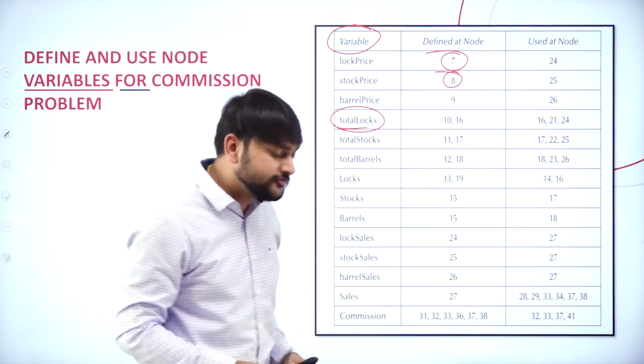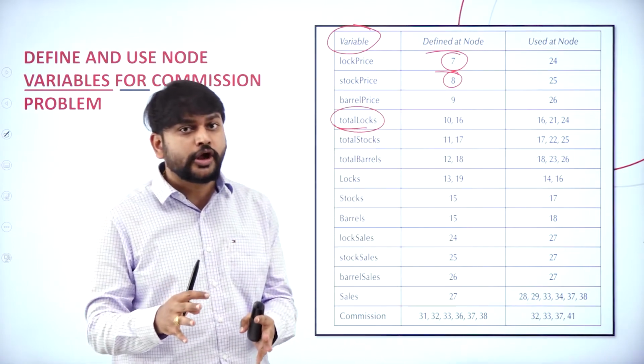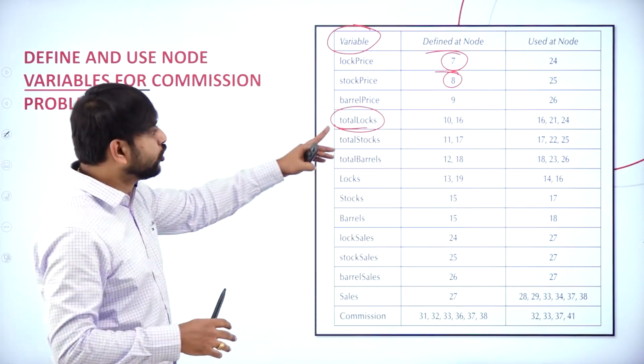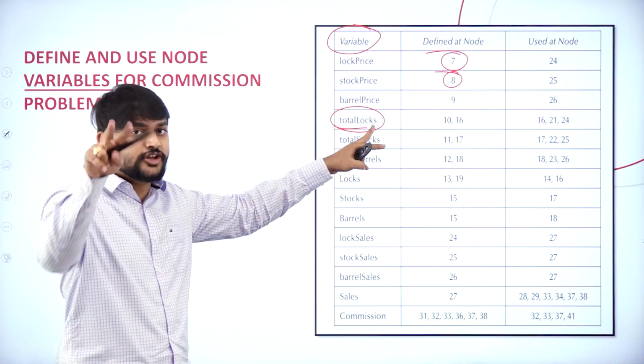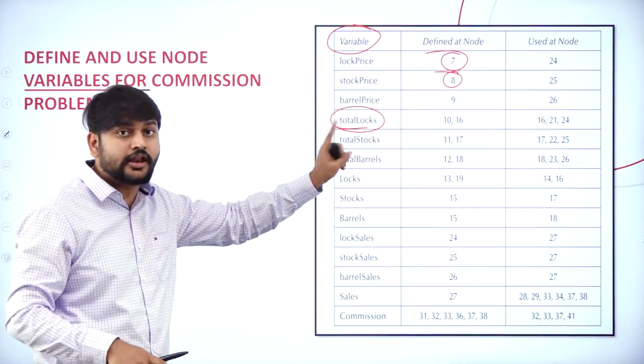So how can we have two defined nodes? That's what I'm going to explain now. So please observe. Total logs is defined in two places. One is 10, another one is 16.